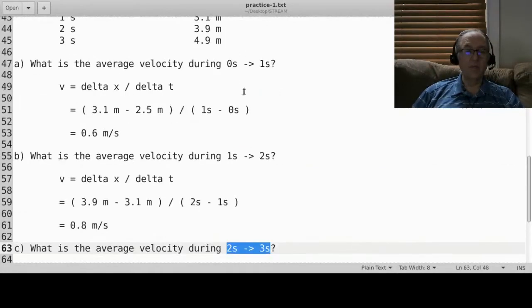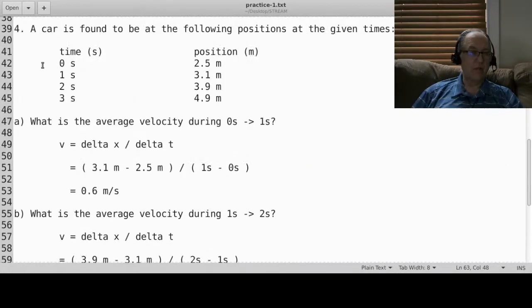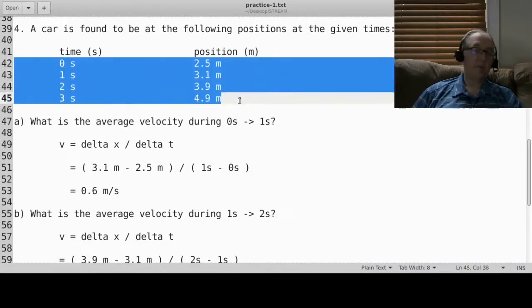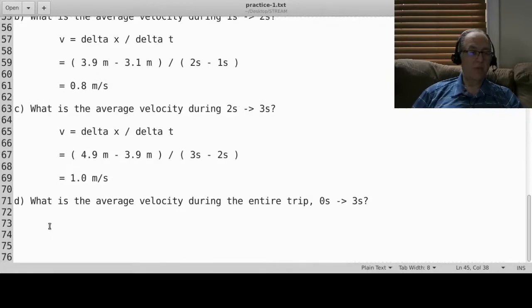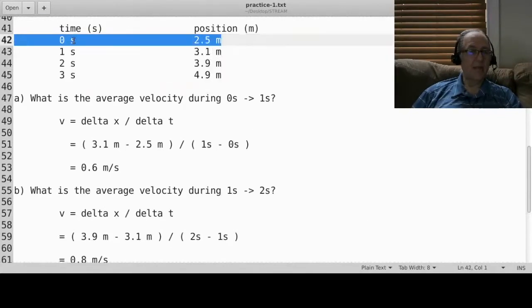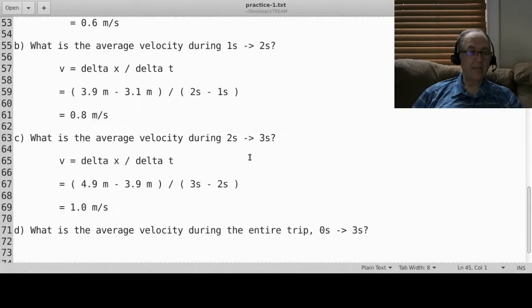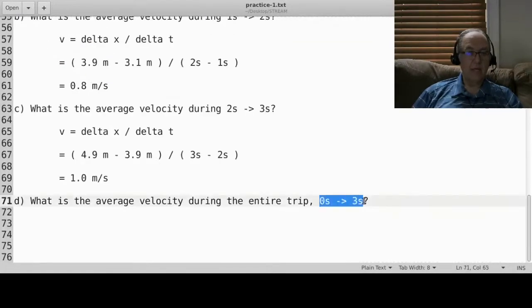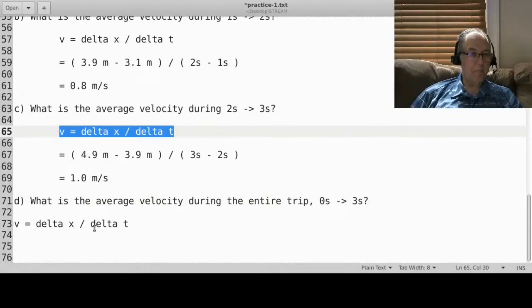But the interval doesn't have to be just these 1 second intervals. I could say, what's the average velocity over the entire trip? And that is my question D. What is the average velocity during the entire trip? Now, the entire trip starts at 0 seconds and it ends at 3 seconds. So I want the average velocity over the time interval from 0 to 3 seconds. And so let's do that.